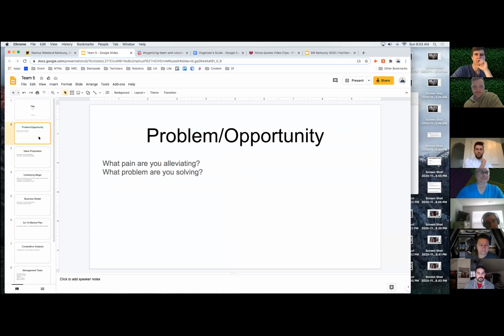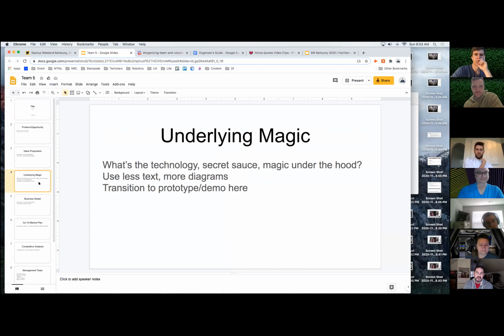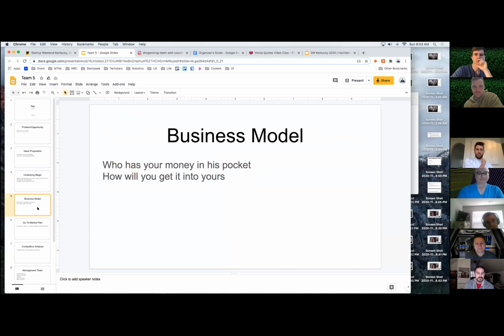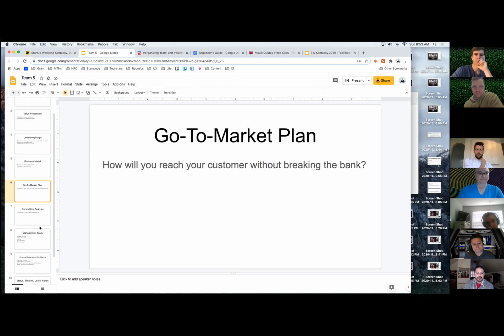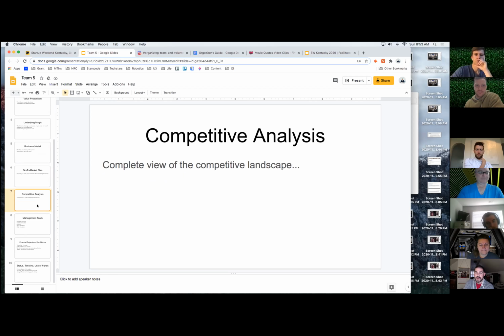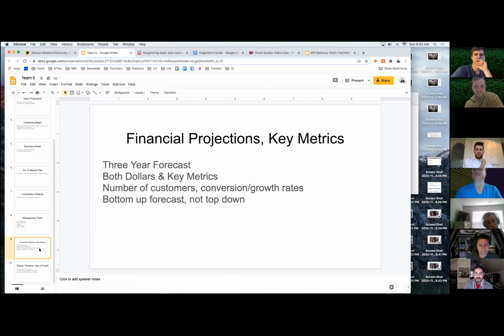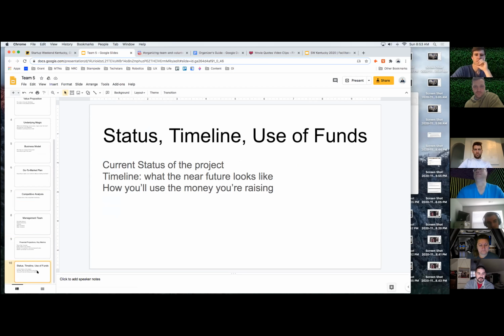So title, problem, opportunity, value, the underlying magic, what are you bringing to the table? Business model, how do you make money? How are you going to come to that market? Your competitive analysis, whatever you've pulled together, who you guys are, you as a team, some financial metric if you're talking money, or if you have some KPIs you want to highlight, and then tell us about how things are going to unfold, all inclusive.